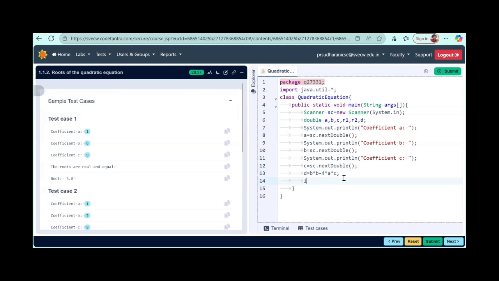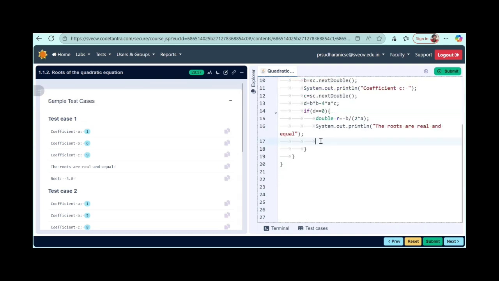So we need to check that a is not equal to 0 and then proceed further. We have imported the scanner class to read in a, b and c, and then we have calculated the discriminant, which is d, equal to b square minus 4ac. What does this discriminant tell us? It tells us the nature of the roots, whether they are real and distinct, real and equal, or complex.